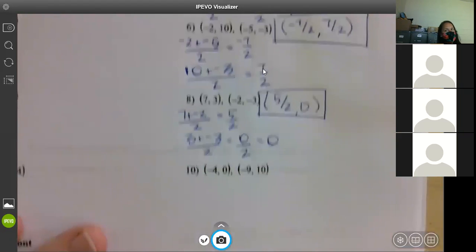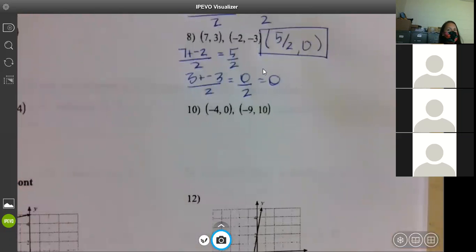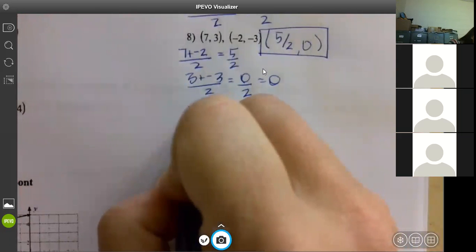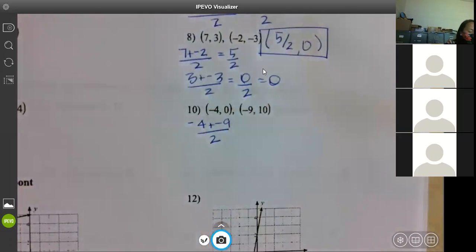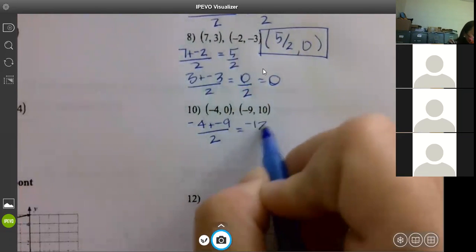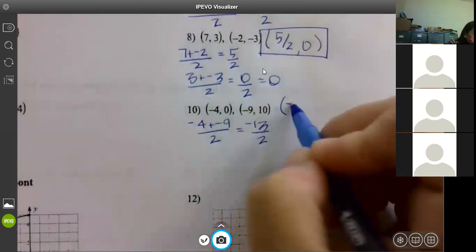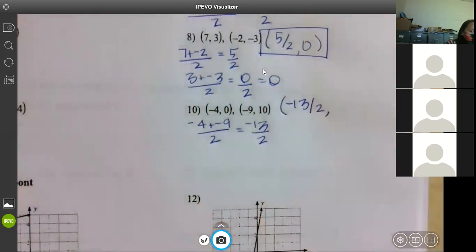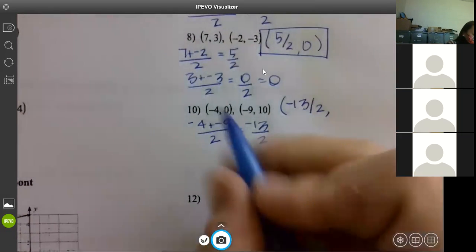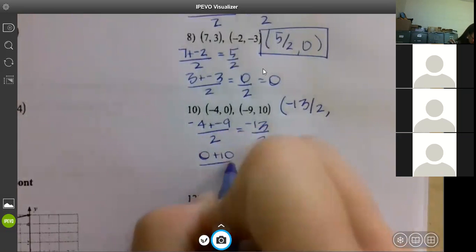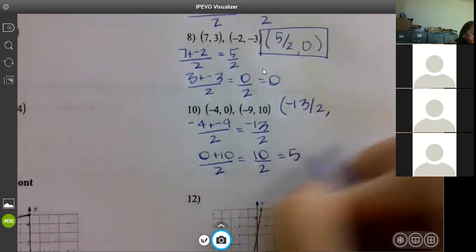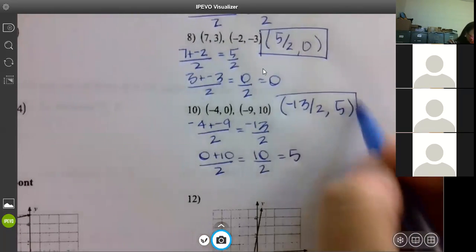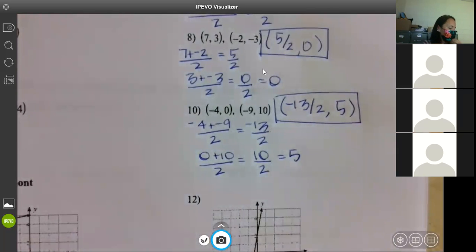One more of these and then we'll move to our graph. What are your two x's? We're going to divide that by 2. -4 plus -9 is -13. That will not reduce. So you leave it alone. Then our y's are 0 plus 10 divided by 2, which is 10 divided by 2 or 5. Perfect. That's it.